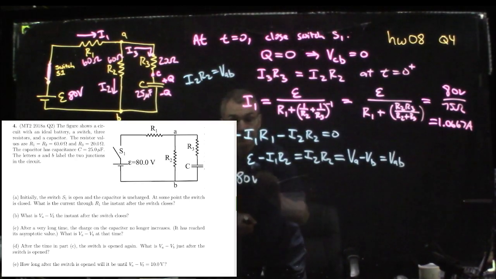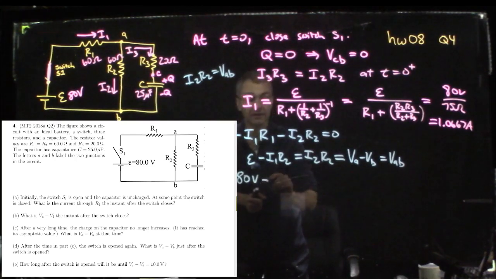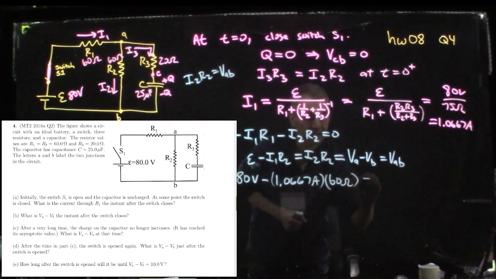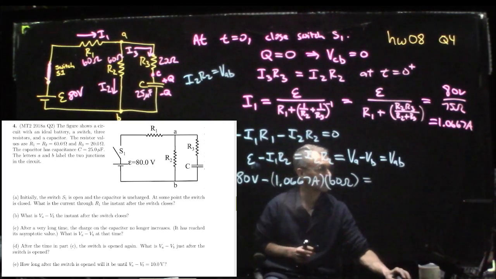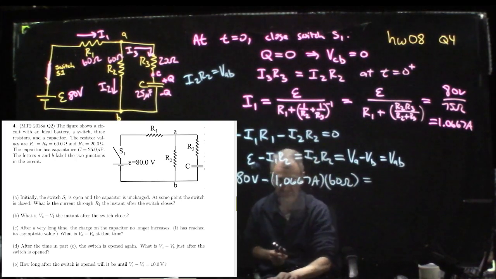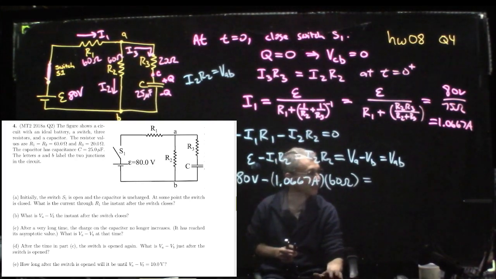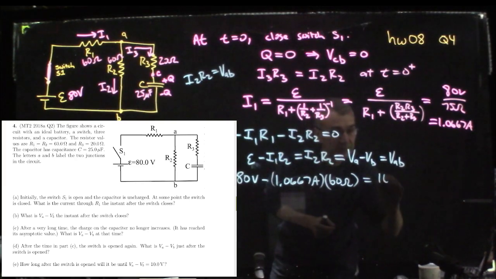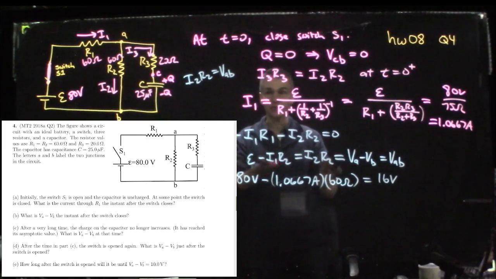This is 80 volts minus 1.0667 amps times 60 ohms. And I think the answer is going to be 16 volts, but let's just do this again. So here is 80 minus that I1 times 60, and you get 16 volts. Okay. I think this is really the right way to solve part B here. We could just use the loop rule, and we notice that I2 R2 is exactly the quantity we're looking for.